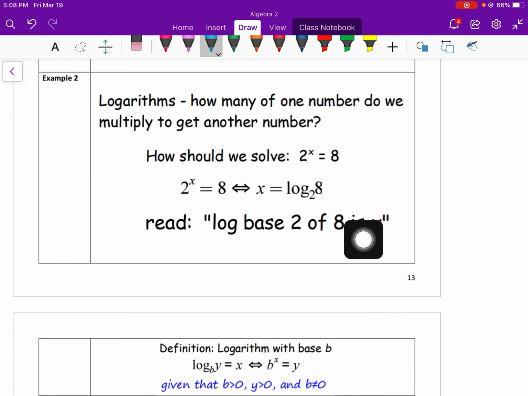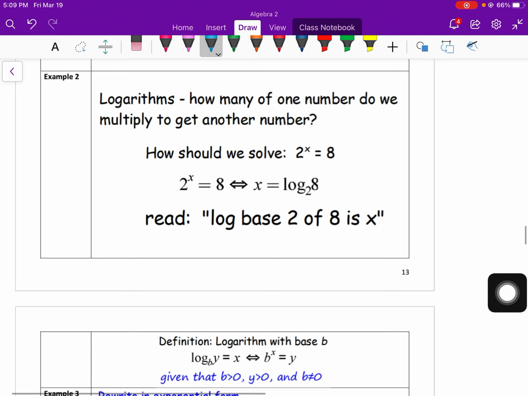So how should we solve 2 to the power of x equals 8? These are the same statement. 2 to the power of x equals 8 is the same thing as x equals log base 2 of 8. That's how we read that: log base 2 of 8 is x. These are equivalent. And we know that in this case, x would be 3 because we did it up there.